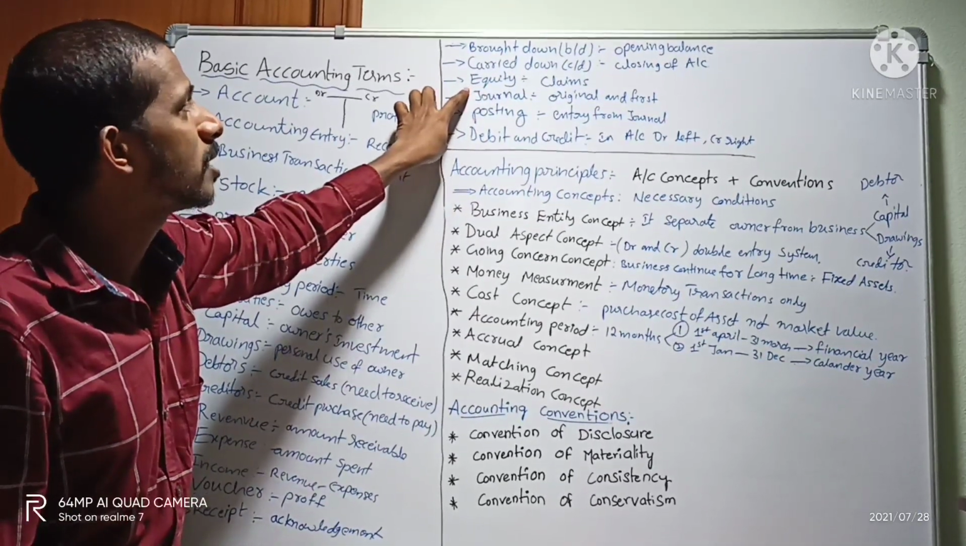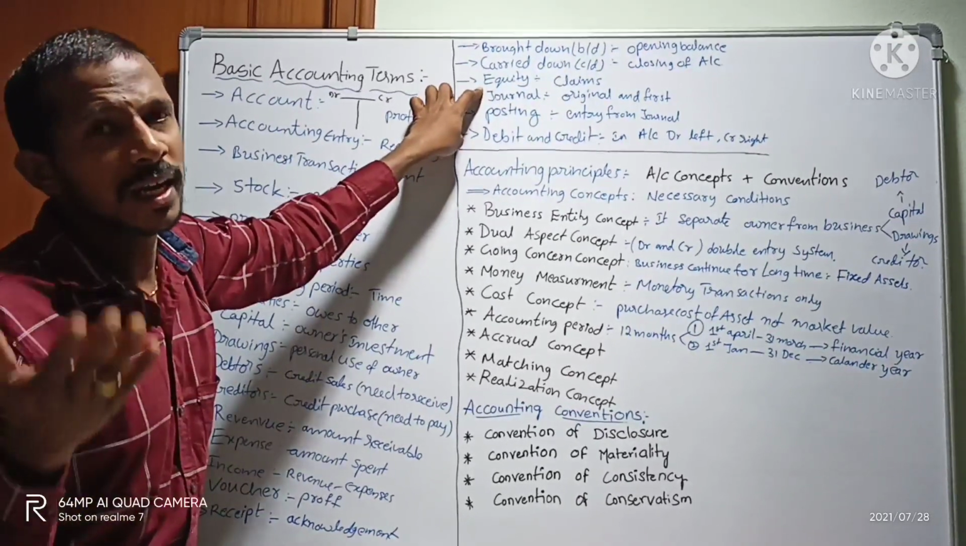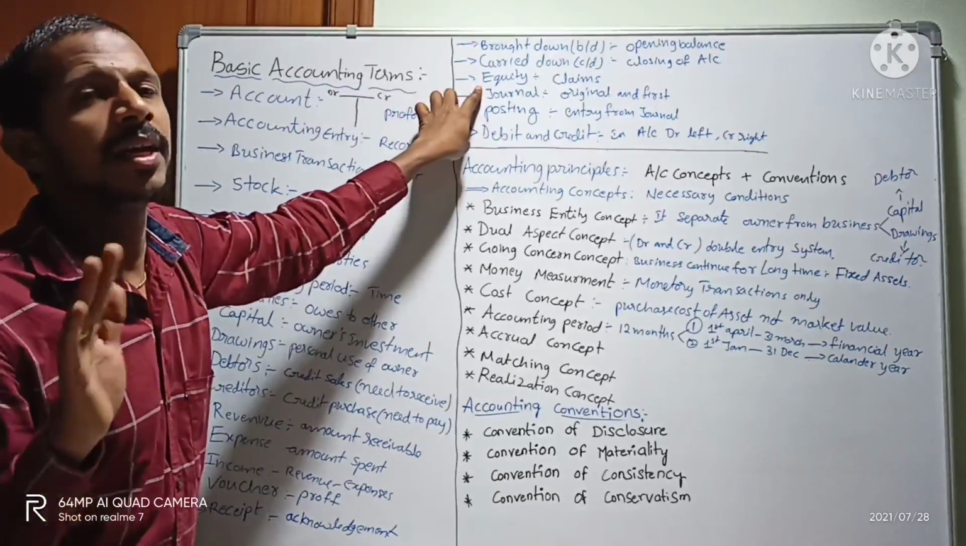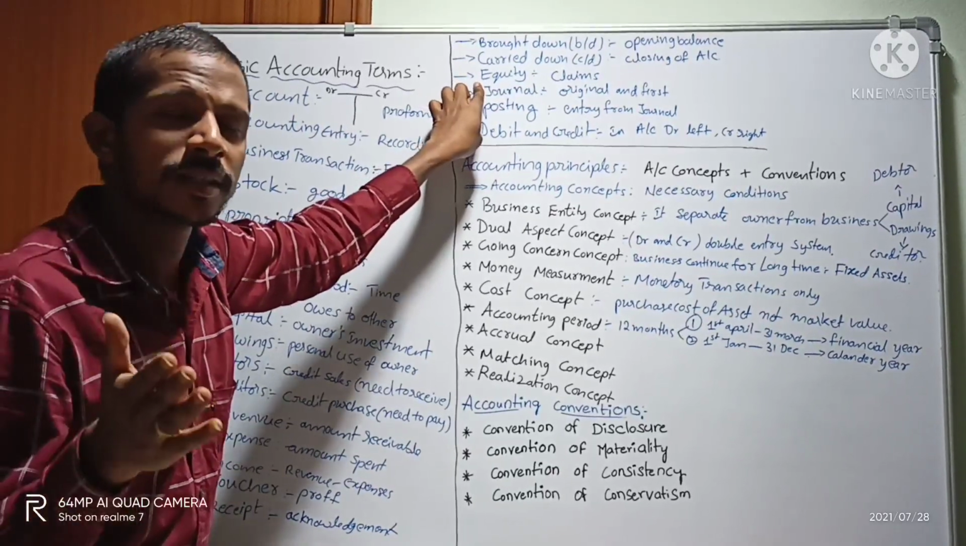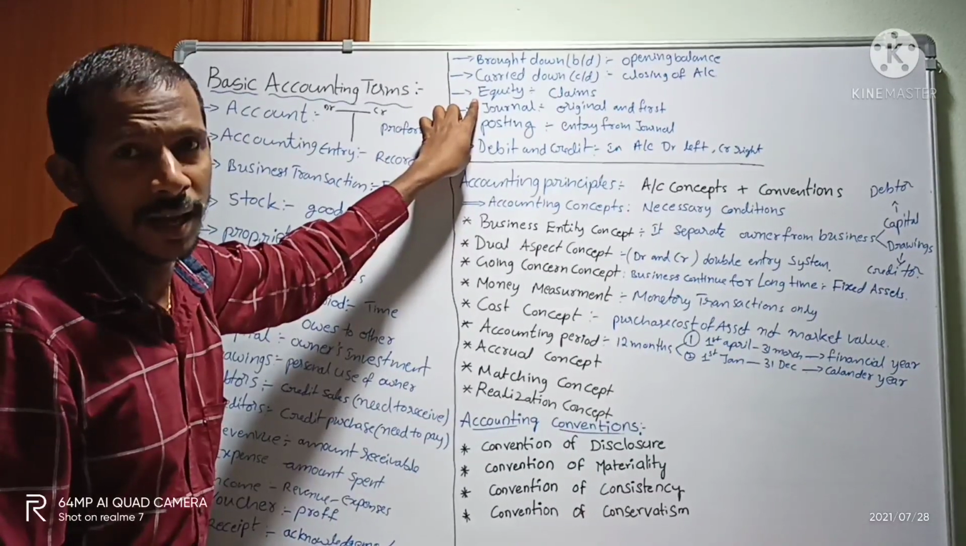So here equity means owner's equity. It may be an owner's equity. It may be a creditor's equity. Owner's equity means shareholder's equity. Creditor's equity means debenture holders' equity. Debenture holders are the outsiders. Here you can see the equity is nothing but the claims.